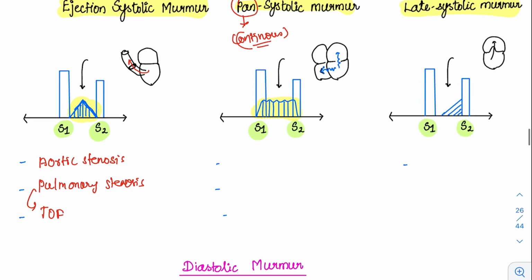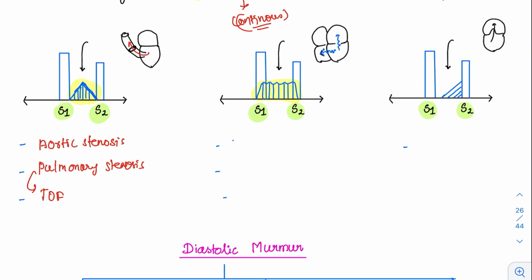So what are the conditions? Let's start to write it down. The first one is ventricular septal defect. The second thing is mitral regurgitation. The mitral valve is a regurgitating valve. Mitral regurgitation. Or what is the other form? That is tricuspid regurgitation. In all these events, it can happen.